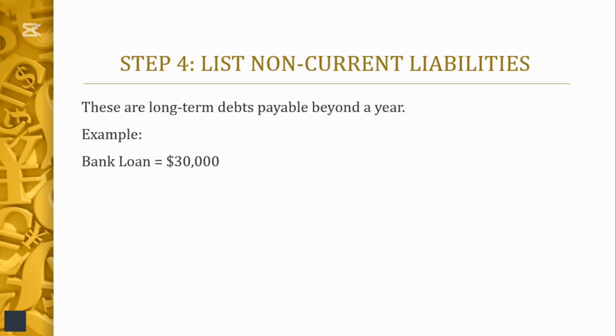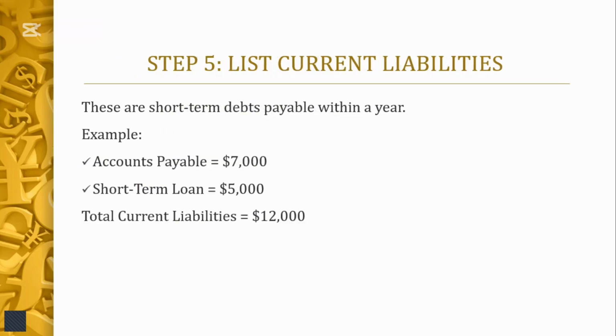Next, we move on to our liabilities, and first thing is that we will list our non-current liabilities, and these are long-term in nature. You would have it for beyond 1 year. Some examples would be a bank loan, noted as long-term bank loans, mortgages, bonds. Those are all long-term in nature. In this one, we have a long-term bank loan of $30,000.